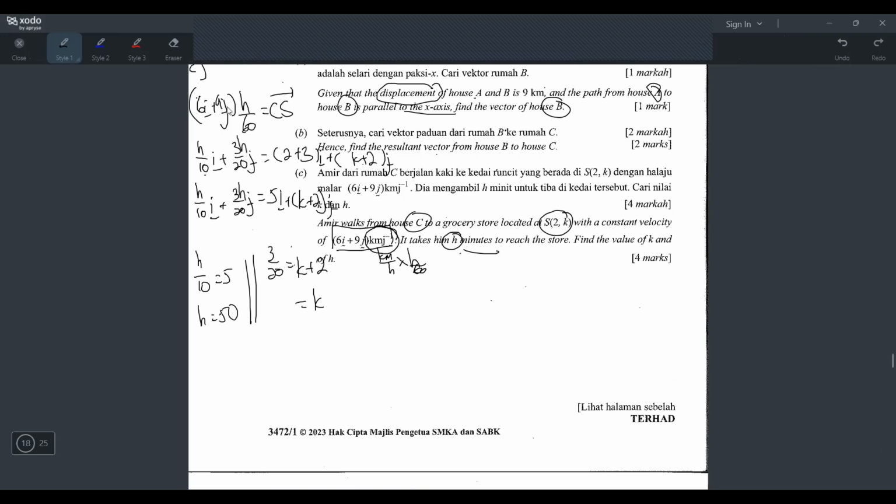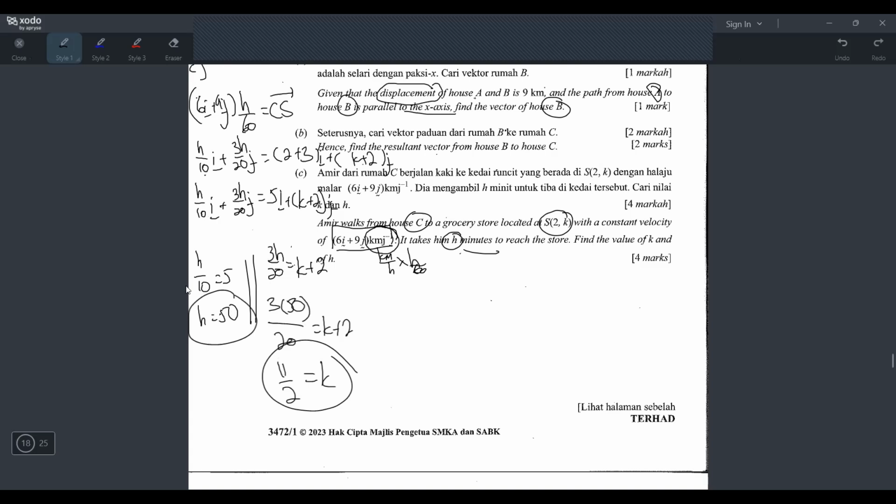So it should be 3h over 20 equals k plus 2. So this one I have to erase. I will write 3h, but h I already know is 50, right? So over 20 equals k plus 2. Now I want to find k. 3 times 50 divided by 20 and then minus 2. So I get 11 over 2, which is 5.5, right? So they say find the value of k and h, right? So I think it's finished already.